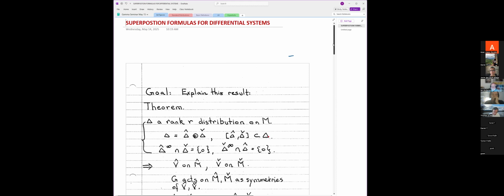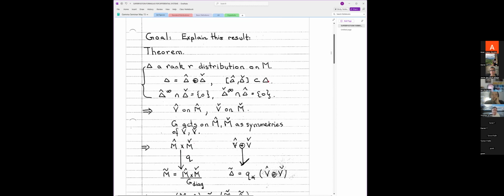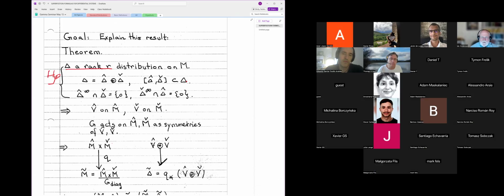So let me begin by saying what our goal is, and the goal is to explain the following theorem. There's lots of symbols and notation here, and all of that we're going to explain as we go forward. So our hypothesis for this theorem is we start off with a distribution on some manifold.